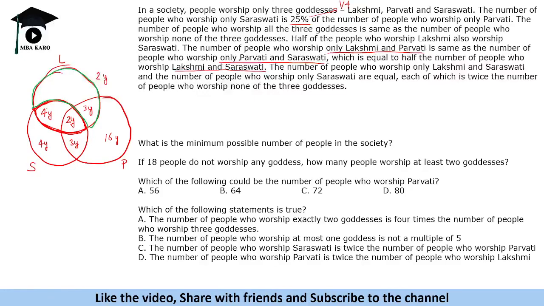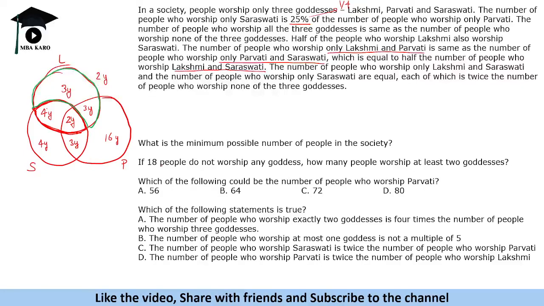Okay, now coming back to this part, we said that this red part is equal to the green part. So this is 6y, this should also be 6y. So that is why it is 3y, because half the people who worship Lakshmi also worship Saraswati. So if you see this, this is 12y, and 6y also worship Saraswati. So that is what we will get as the values.